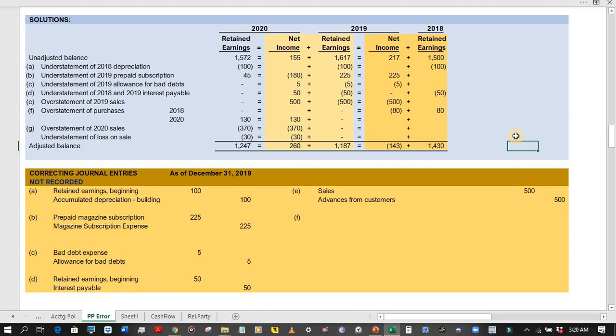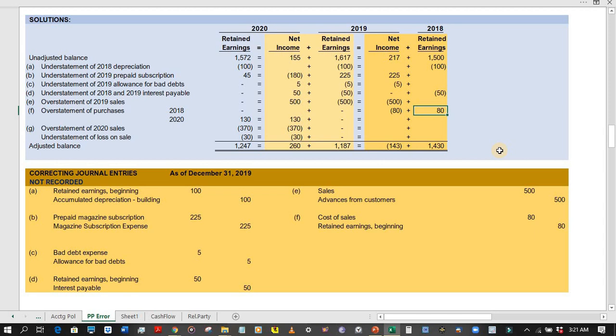Instead, we are going to use retained earnings and one nominal account. The account to be debited is a nominal account in order to decrease net income by 80 pesos, and that is the account related to purchases. Similar to 2020, we are going to use cost of sales instead of purchases. So that is a debit to cost of sales for 80 pesos, and the credit is retained earnings beginning for 80 pesos because we need to increase retained earnings by 80 pesos.